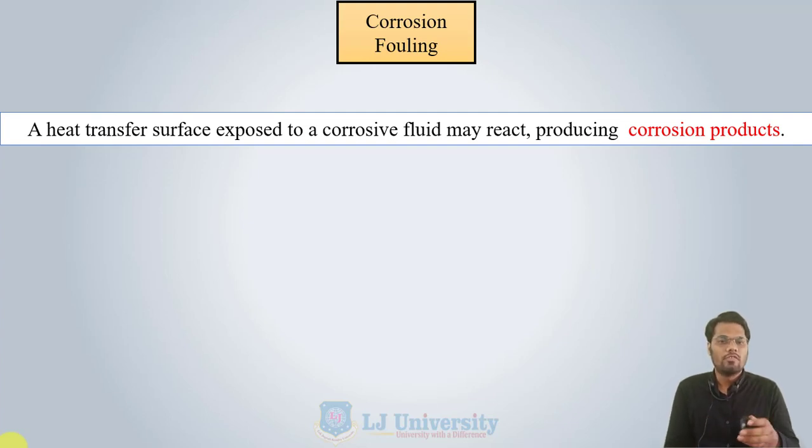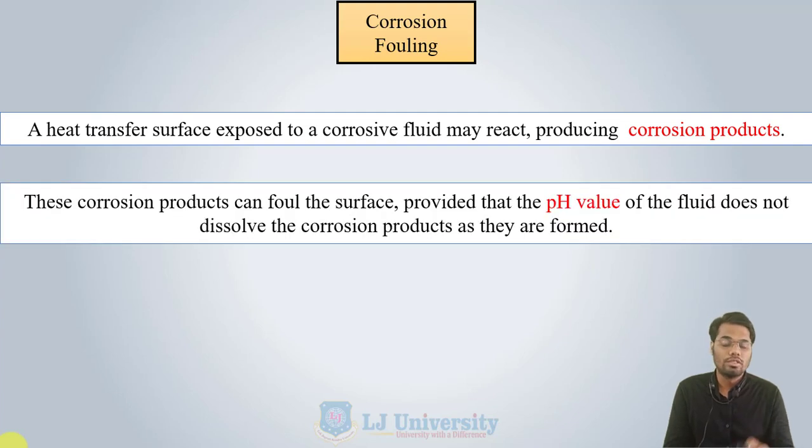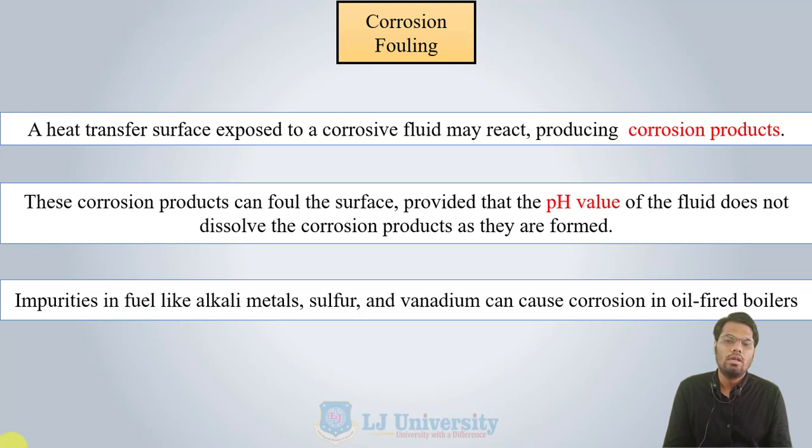A heat transfer surface exposed to corrosive fluid may react, producing corrosion products. These corrosion products can foul the surface, provided that the pH value of the fluid does not dissolve the corrosion products as they are formed.